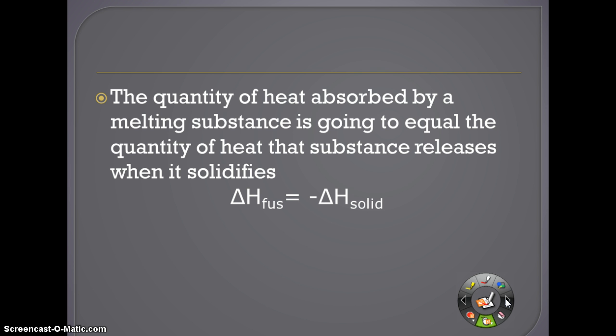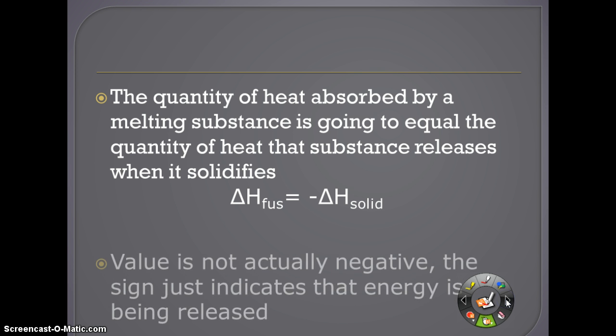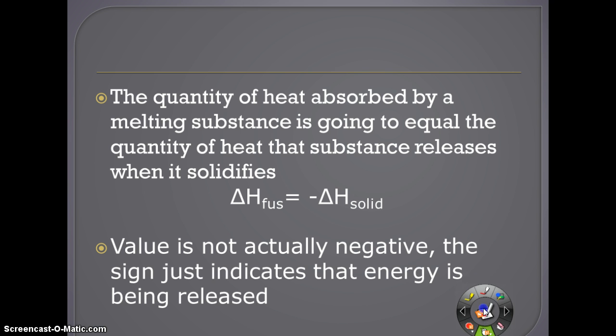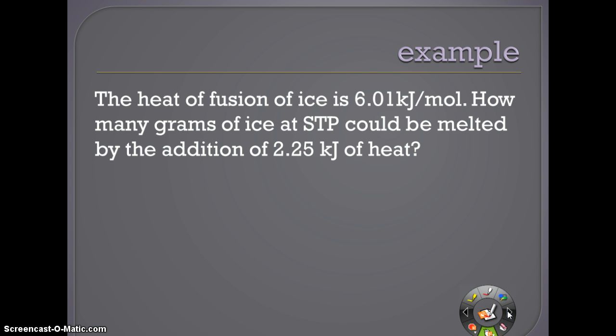Remember, when we are releasing heat, we're going to use that negative sign, but it's not an actual negative value. It's just a sign for us to know that heat is being released or energy is being released at that point. So if we have the heat of fusion of ice is 6.01 kilojoules, that's not going to change. It's always going to be 6.01 kilojoules per mole. How many grams of ice at STP could be melted by the addition of 2.25 kilojoules of heat?